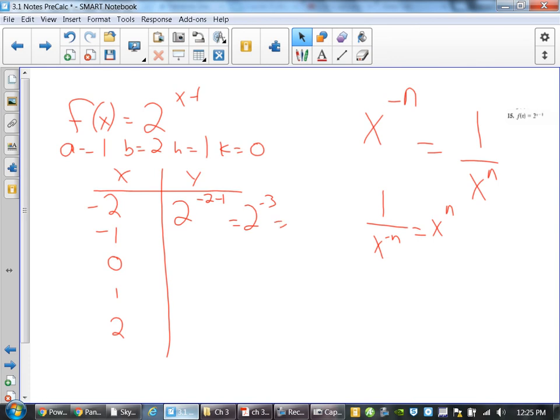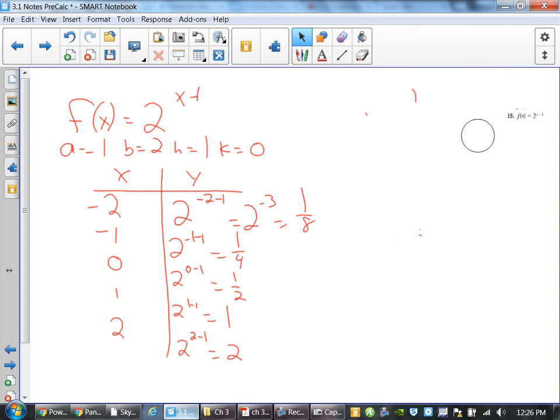So you get 1/8, 1/4, 1/2, 1, and then 2. Everything just moves itself over. There's no vertical shift here, so you're going to have an asymptote at y equals 0. At -2, it's 1/8. At -1, it's 1/4. At 0, it's 1/2. At 1, it's 1, and at 2, it's 2.